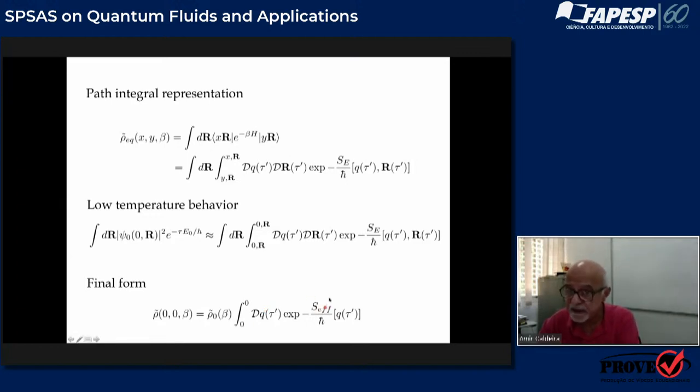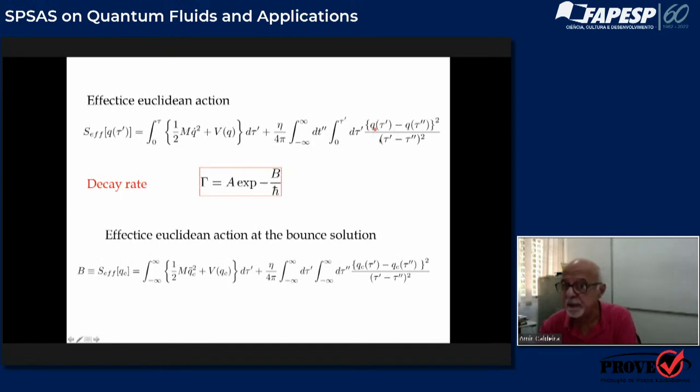So this effective action is the action I showed you before. So it has this 1 over tau prime minus tau double prime squared, the effective influence of the environment over the system itself. By the end of the day, the decay rate, which is twice the imaginary part of the energy divided by h bar, this big gamma has nothing to do with the gamma of the coherence problem, right? It's another one. So it's a prefactor times the exponential of minus B divided by h bar. That's basically WKB. We're talking about the WKB approximation here.